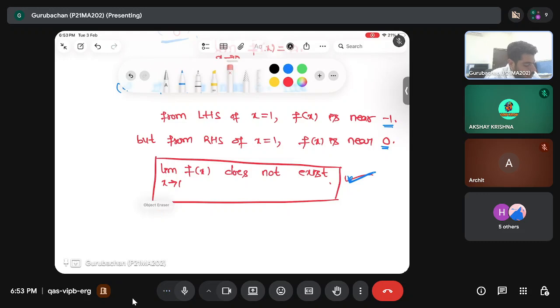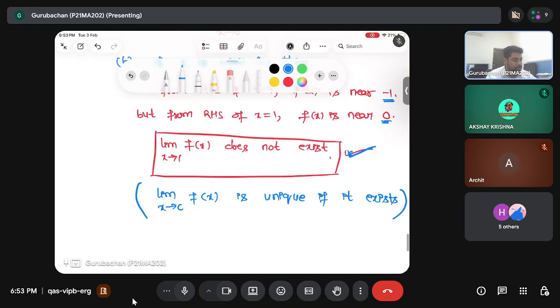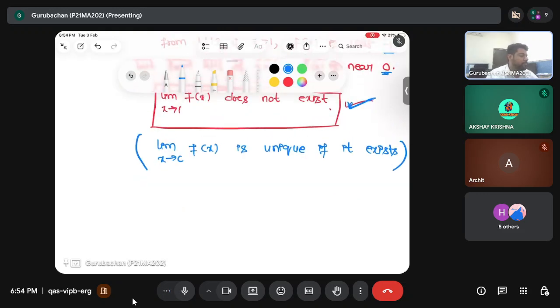So limit x tends to c, f x is unique if it exists. This is a property of limit of a function. So it must be unique. But here it is coming out to be different. That means limit will not exist. Clear?